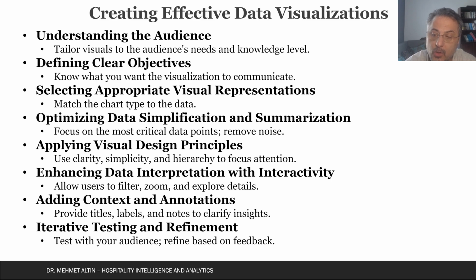You need to add context and annotations to ensure your audience understands what they are looking at. You should always include titles, labels, and notes. For example, annotate the graph to explain spikes in bookings due to a holiday or promotion, right? So you're basically giving direction to them. What is this about? What are you looking at? So you have to get all that information there.